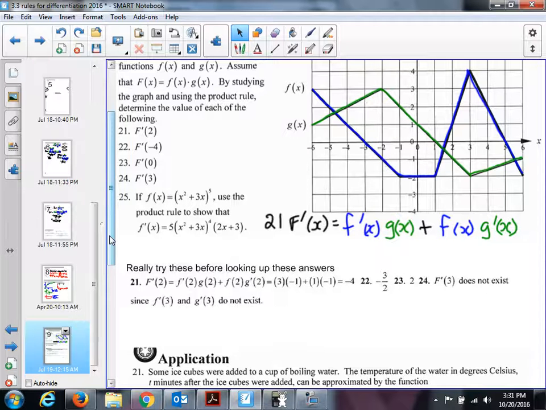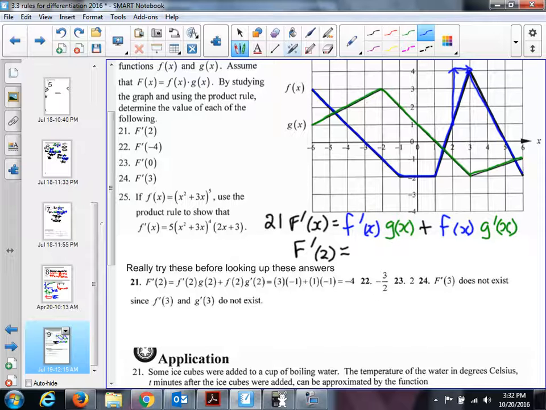Now, we're going to evaluate f prime of 2. Well, we need to find f prime of x at 2. And you say, well, how do I do that? Well, right here's 2. The f prime function is here. So at 2, remember, the derivative is the slope. And this is a straight line portion, so we can calculate the slope just by looking at it. Do you see that it's a rise of 3 for a run of 1? So the slope is literally 3. I replace f prime of 2 with the number 3.